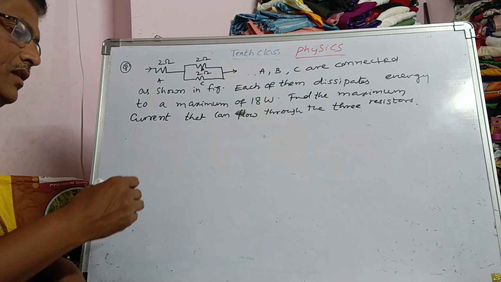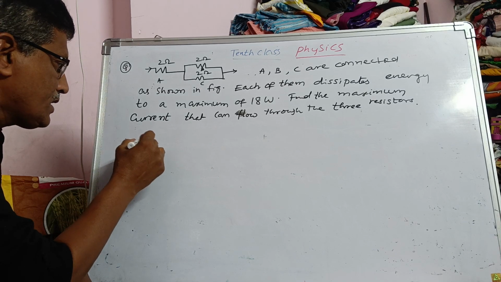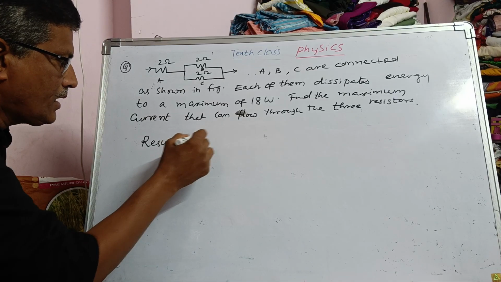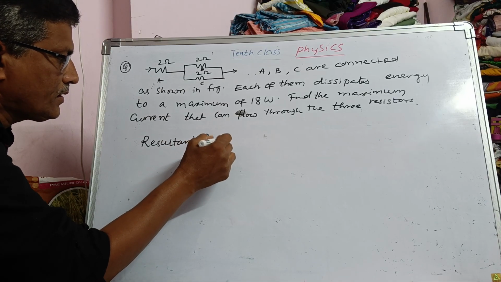So here the resultant resistance in the circuit is given by the resultant resistance in the circuit.